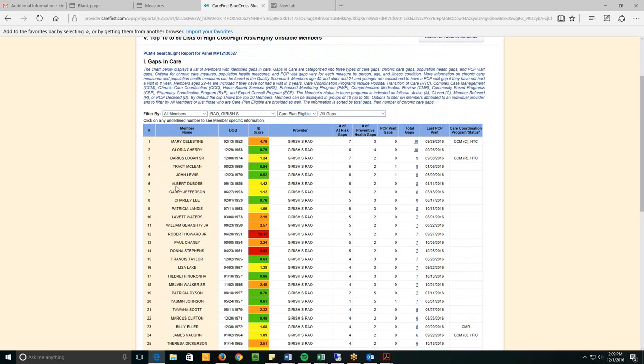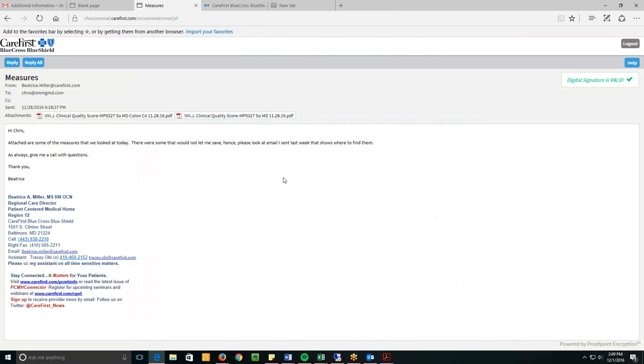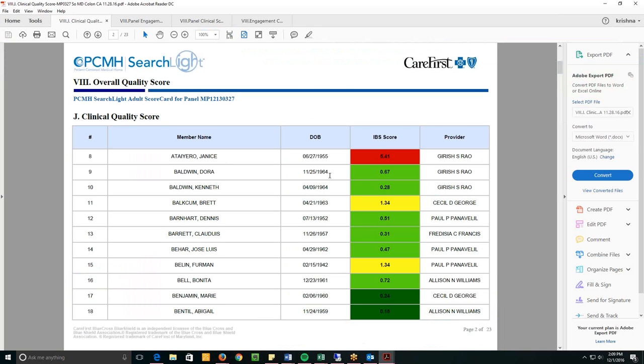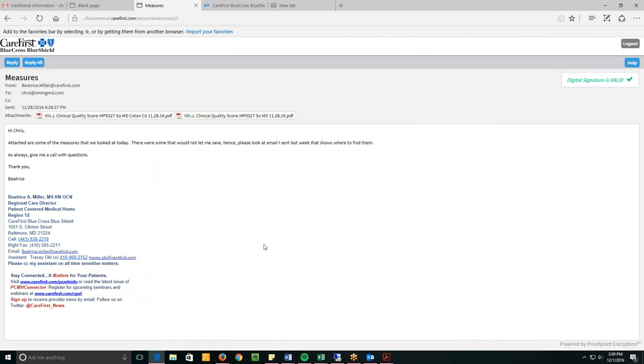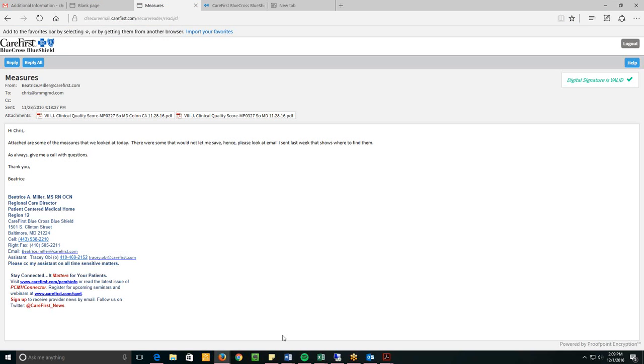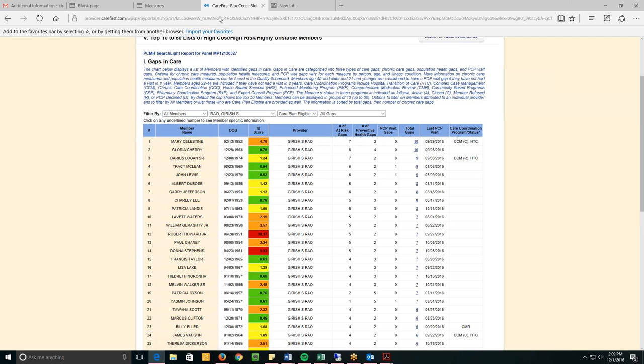So these are the people who have Dr. Rao's gaps in care. Now, remember I told you that these people are sorted by their highest risk. Actually, I'm wrong. These people are sorted by name. But frankly, these people here are sorted by the risk. They're not sorted by names. So for example, total gaps. This patient, Mary Celestin, has 10 things that we need to fill the gaps on.